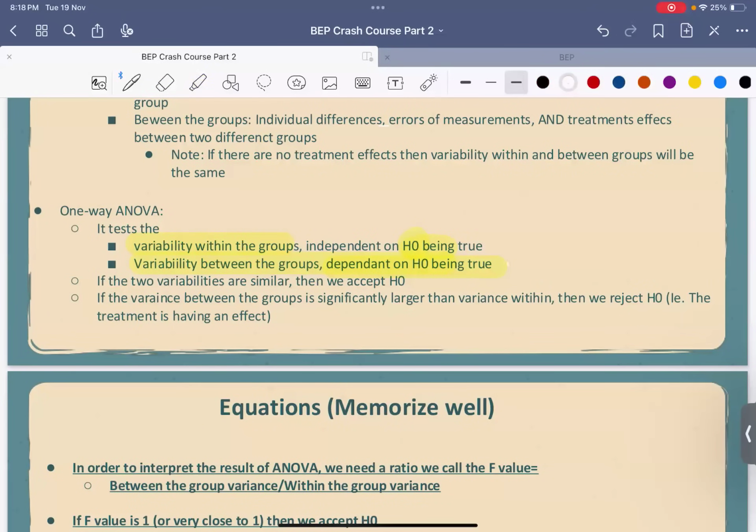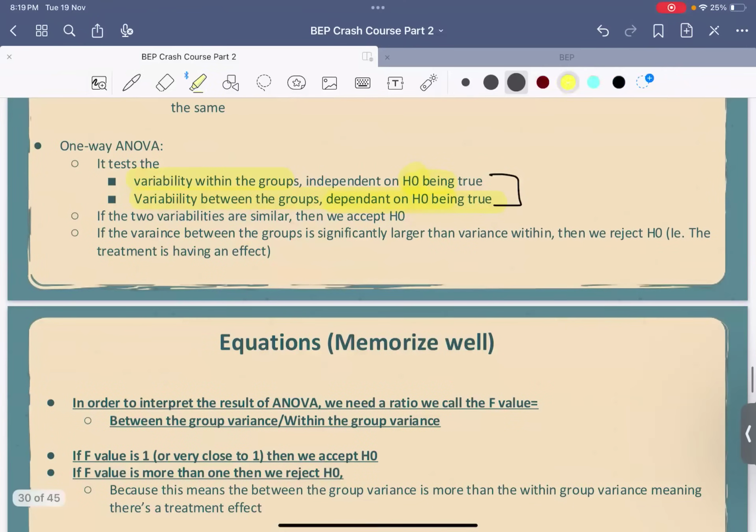This is exactly the same as the p-value we spoke about earlier, and this is important. It always comes. The difference between the variability between and within is that within, we don't care about the null hypothesis, it's independent. In between, we do, and it's dependent on H0 being true. So if the variabilities are similar, then we accept the null hypothesis, because the treatment isn't doing anything. So we say, well, the treatment is not significant. If the variance between the groups is significantly larger than the variance within, then we reject the null hypothesis. We say, oh, these treatments are doing something.